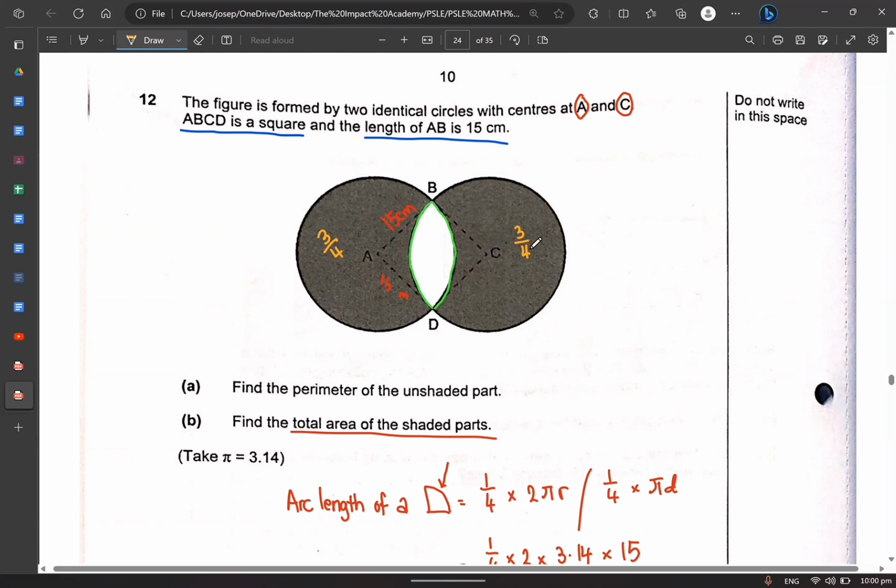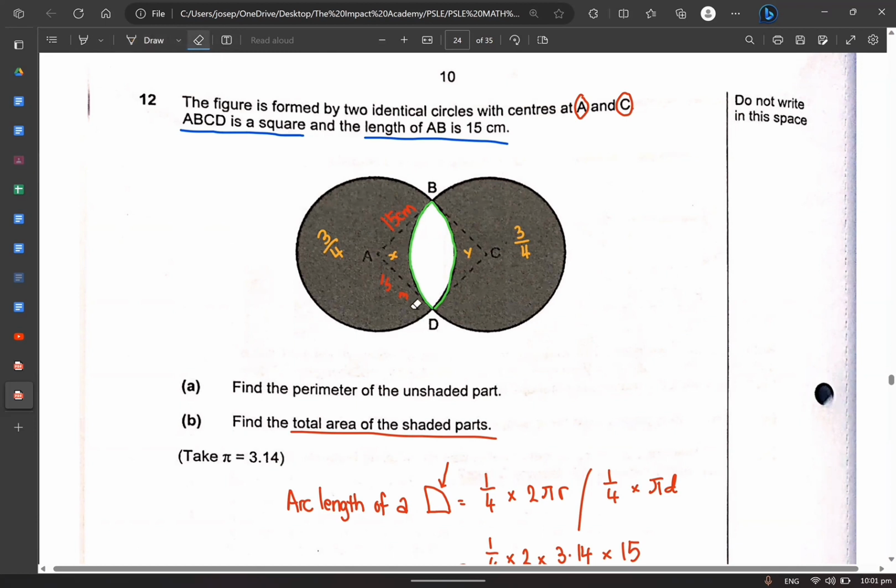I have this very odd shape. Let's call this X and let's call this Y. So X and Y, they are the same, right? So you want to find the area of X. Now, there are a few ways to go about this, right? But personally, what I like to do is I like to do this, okay?